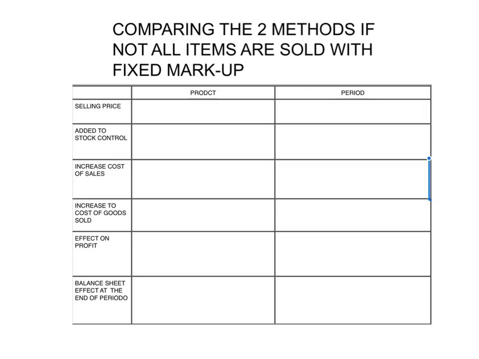So let's compare the two methods. This is when not all items are sold. So that's the first thing. Because if all items are sold, you'll see in the end, makes no difference. All that amount will get written off if you sell them all. But if you don't sell them all, it's different. So not all items are sold is the first thing we're looking at. And we've got that fixed markup.